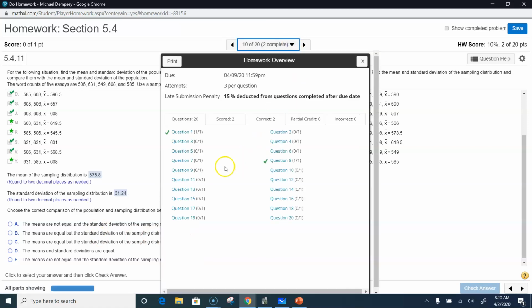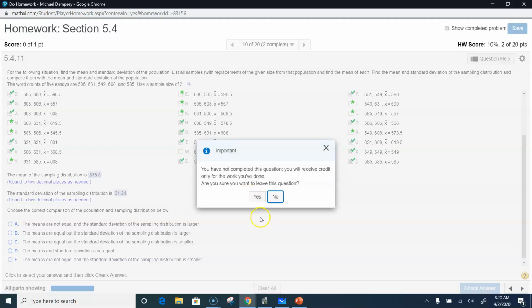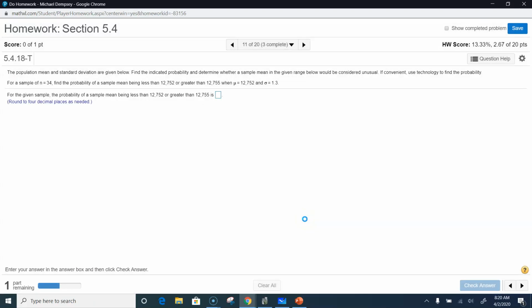Let me take a look at number 11. I hope it's not like that one. I want to do another one of those. Yes, I want to leave. Okay, so this is a little bit different. That's why I wanted to look at this one.